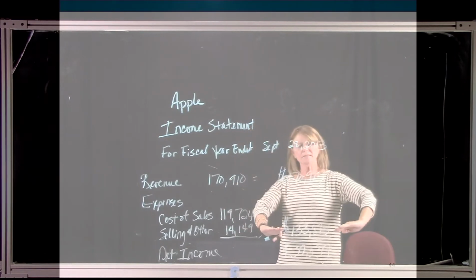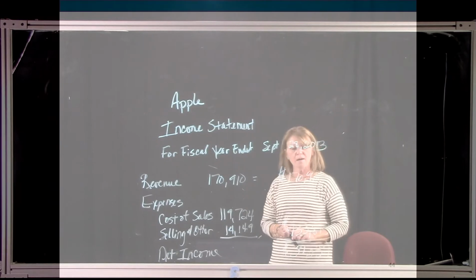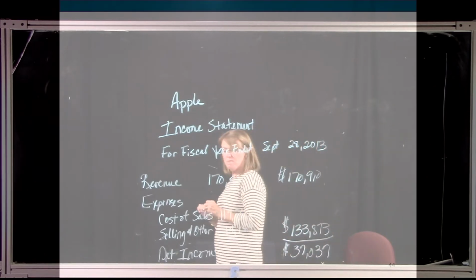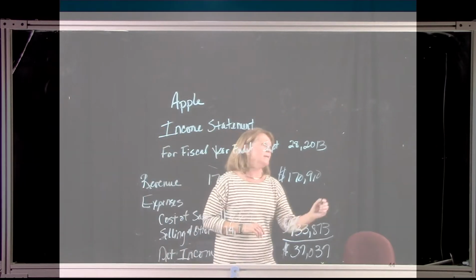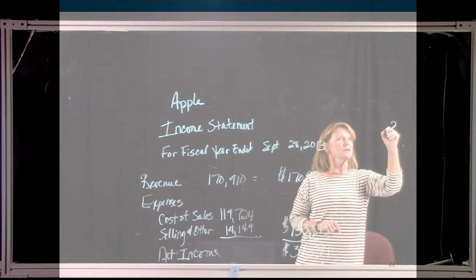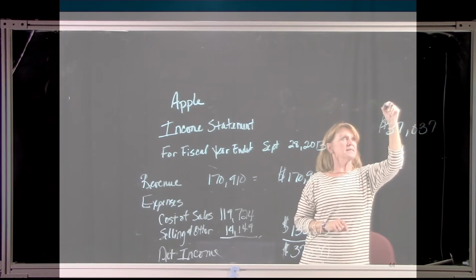Remember, if our expenses had been greater than our revenue, this would be a net loss, but it's not. This year the company made more money than they lost. So I want you to keep this number in mind. I'm going to write it over here. $37,037 was our net income.